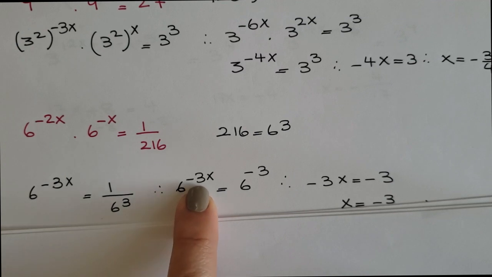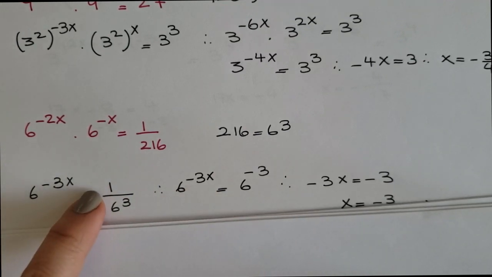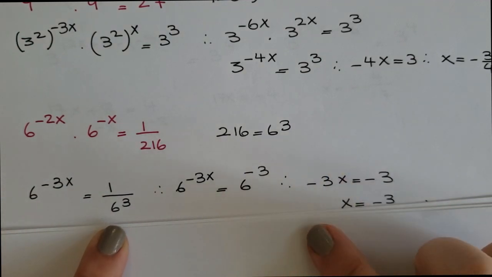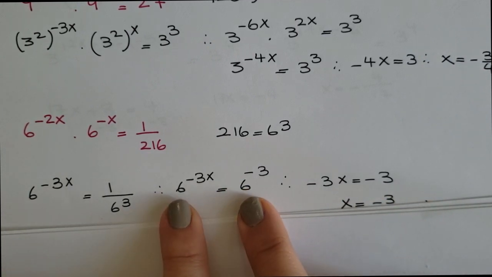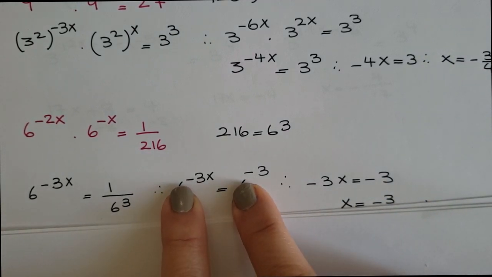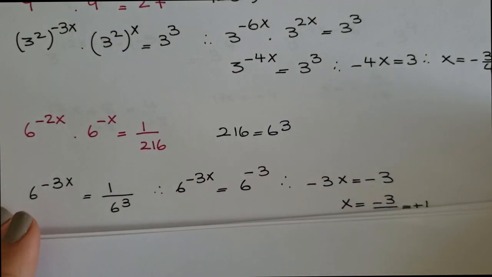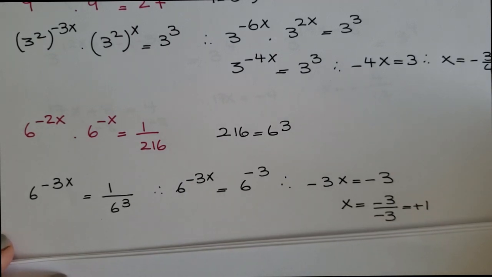So 6 to the power negative 3x on this side should be equal to, instead of 1 over 6 to the power 3, remember, I can flip and change the sign. So 6 to the power negative 3. And from here, the two bases are the same. That means, yes, the two exponents must be the same. So negative 3x is equal to negative 3, and x is negative 3 over negative 3, which is plus 1.